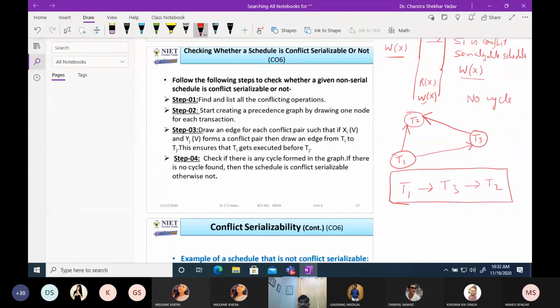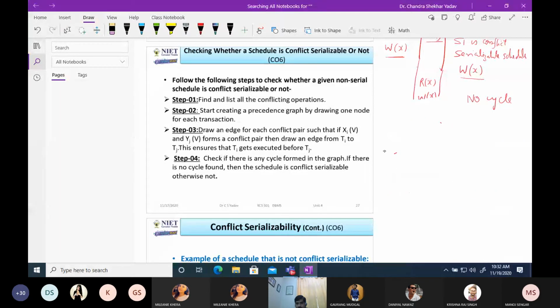We can write a schedule in this way also. Sometimes schedules are represented in tabular form and sometimes represented in this format.